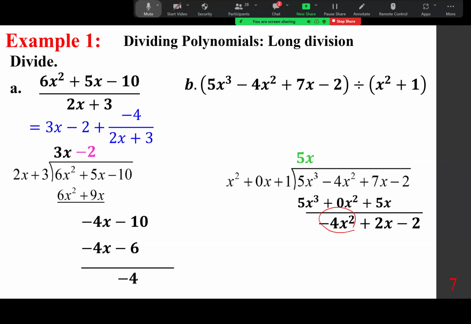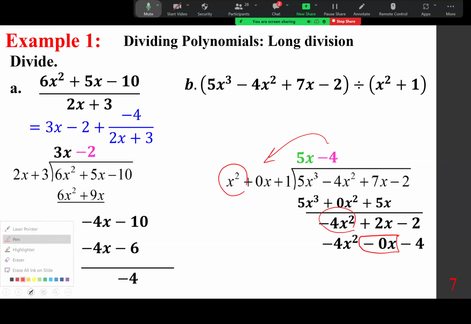Now you divide this one by this one, and you get negative 4. You multiply the negative 4, you get negative 4x squared minus 4. It doesn't matter if you write this or not. Just make sure you line them up accordingly. Now, since you are going to subtract the second line from the top line, you are going to change the sign and add them up. This gives you what? 2x plus 2.